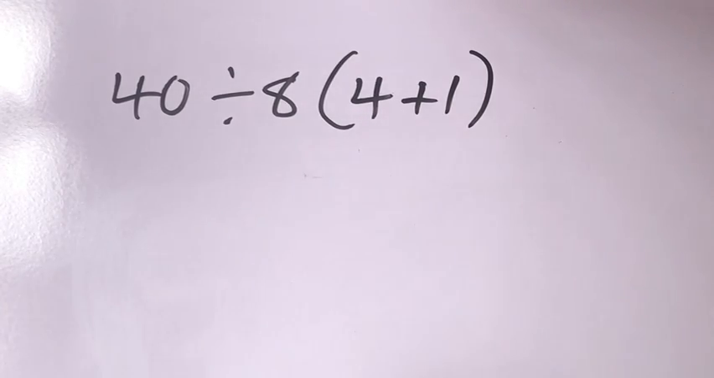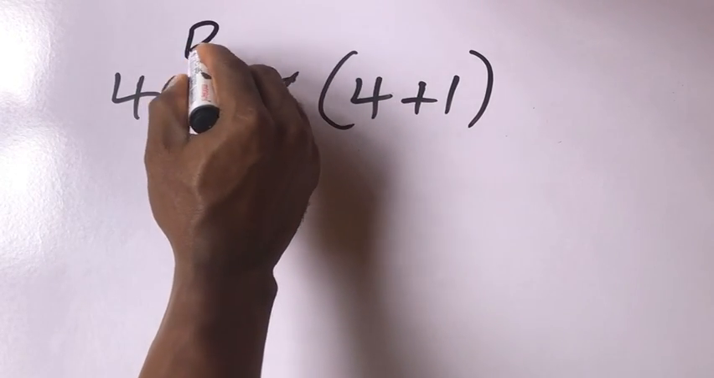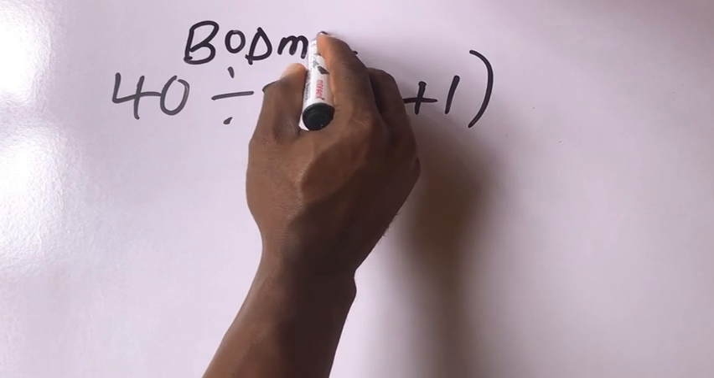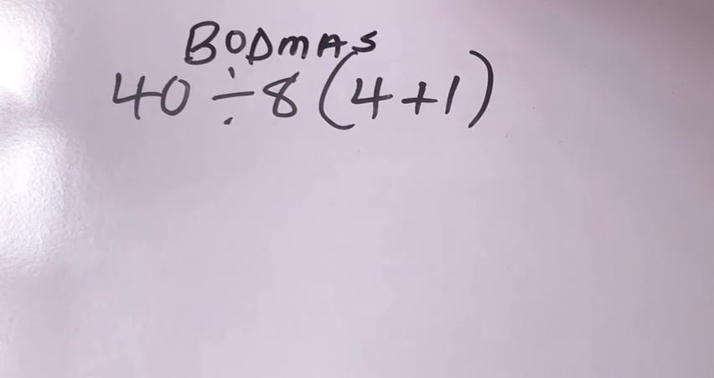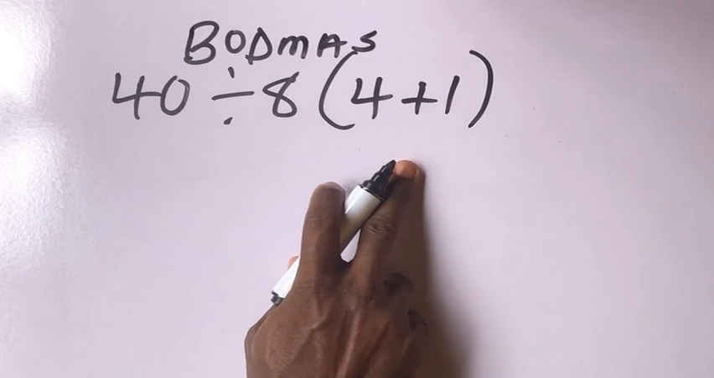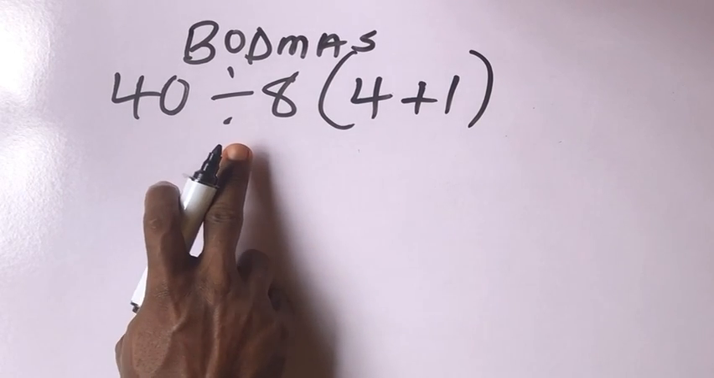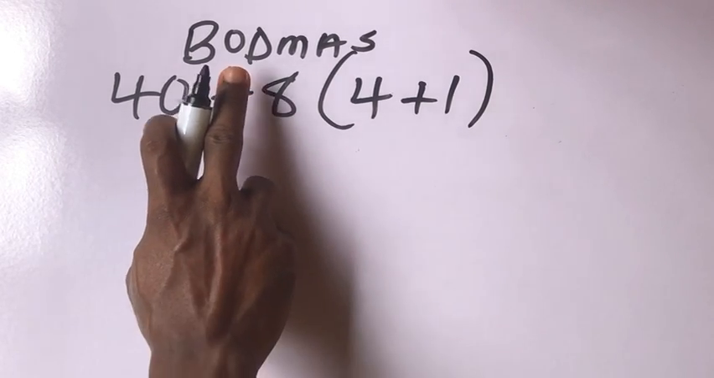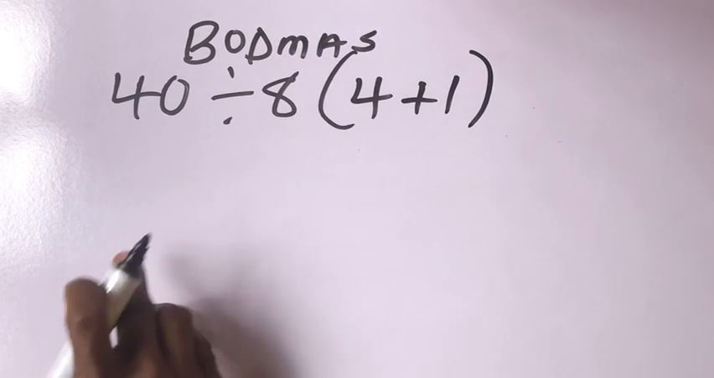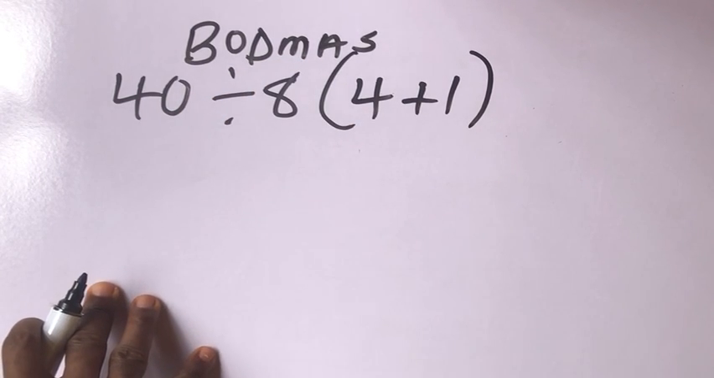Now, according to order of operation, let's use order of operation. We have to solve for the bracket first. We'll solve what is inside the bracket. Then division, multiplication, addition, and subtraction.